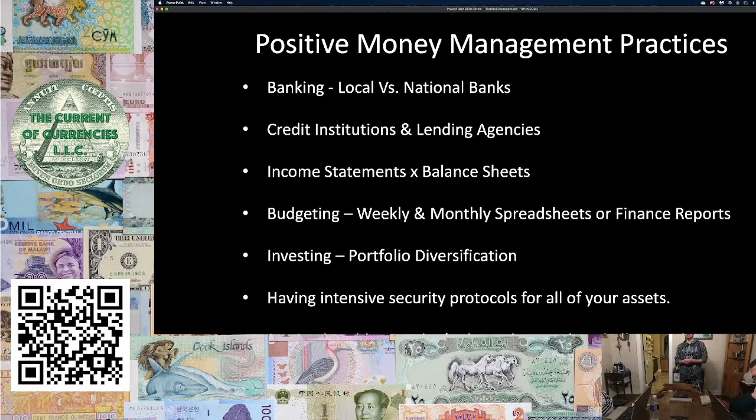Investing, I can't say this enough. If you aren't investing, you are setting yourself at a massive disadvantage. Anybody watching on the stream, if you aren't investing, start. Having intensive security protocols for all of your assets. This goes to data management and personal finance.